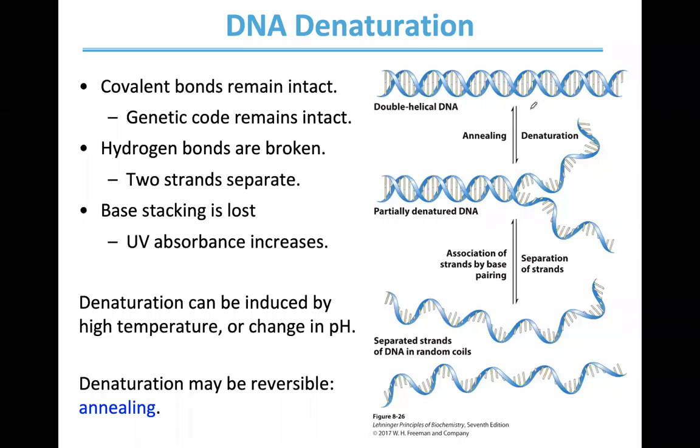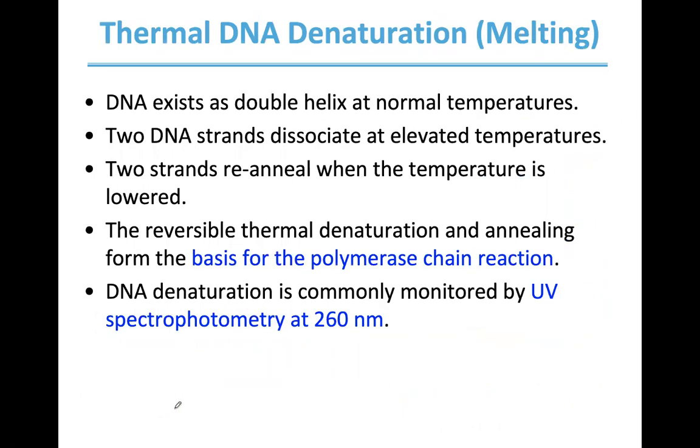So this is the process of denaturation, and if you go back, it's annealing. So the two strands will come together and form double-stranded DNA. And if you continue a denaturation process, then you will completely separate the two strands from each other. So denaturation can be induced by high temperature or change in pH. It can be reversible, and the reversible process is called annealing. Now this process forms a basis for a polymerase chain reaction. So we're gonna look at that in a moment.